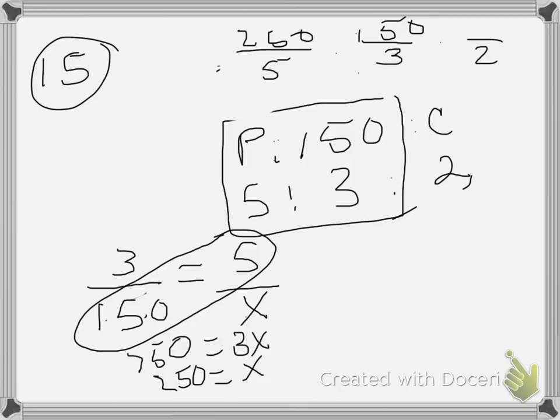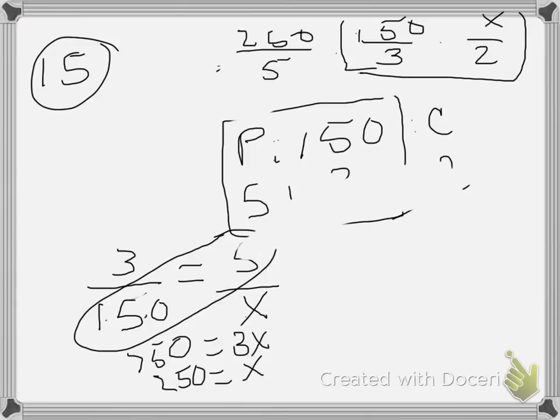We can't set up a proportion for three items at once, but we can set up a proportion now for these two, because we know the raisins. Even though we already know the peanuts, we know the raisins is 150 over 3 and equal to x, whatever that is, over 2. I'm going to erase this so I have some room to do it.